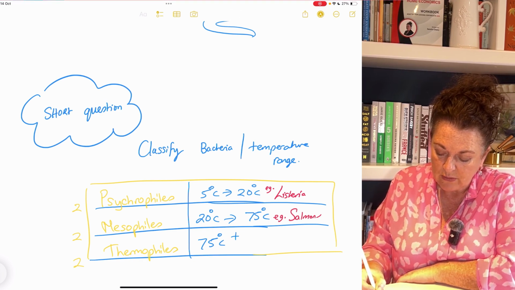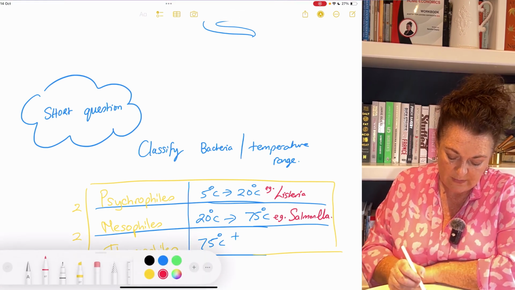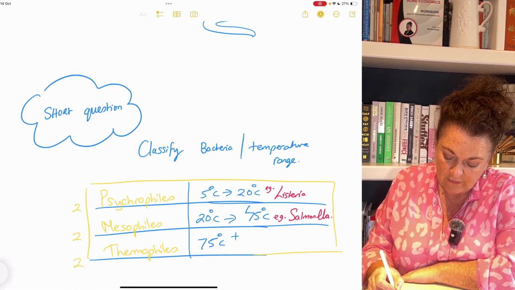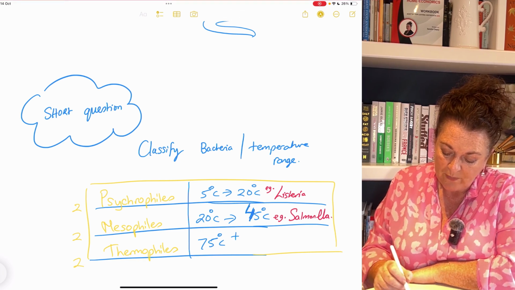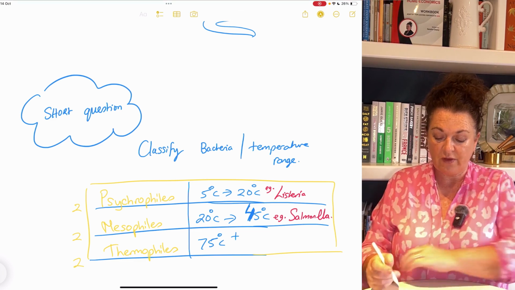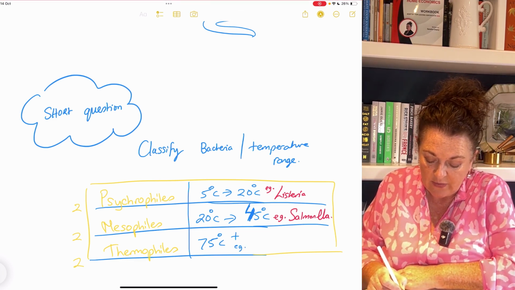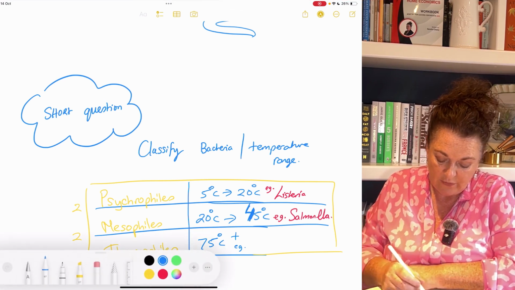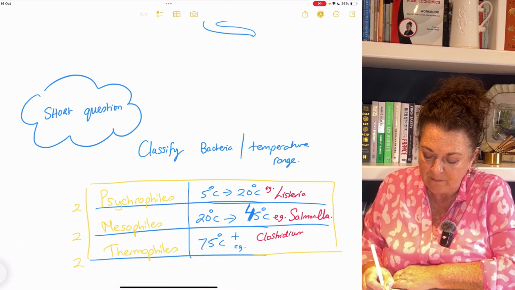Note, I'm absolutely losing it here, that should be 45. Sincere apologies there. Because it has body temperature, 20 to 45, salmonella, and in between is 37. And then thermophiles, then you have your Clostridium botulinum.